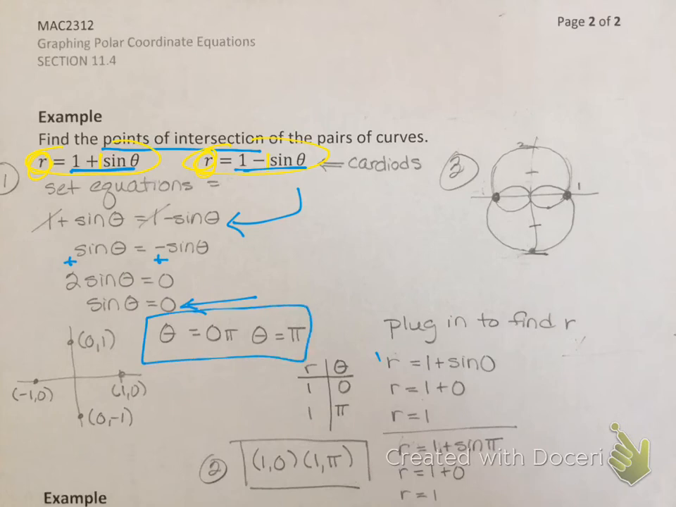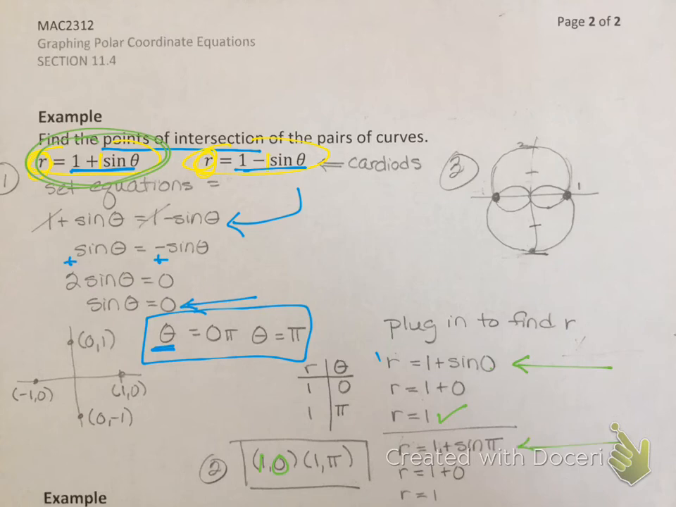And once you have what theta is, you can plug both of those values back into either one of your equations and find r. So I just picked this first equation over here. I plugged in 0 radians first. Sine of 0 is 0, so I got r is equal to 1. So when theta is 0 radians, r is 1.